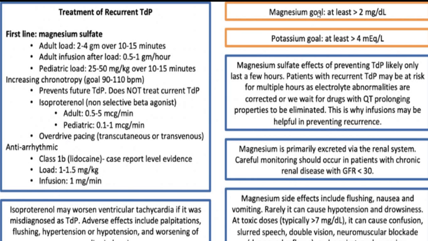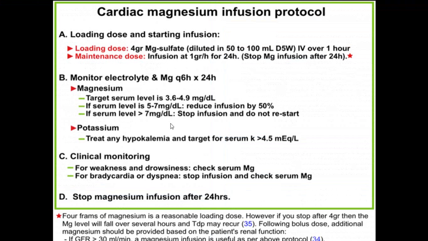And as far as the magnesium goal is concerned, initially 2 milligram per deciliter. Potassium goal 4 milliequivalent per liter. And this will be the way you use magnesium. This is in detail regarding the magnesium infusion protocol, loading dose, monitoring of electrolytes regarding magnesium and potassium, clinical monitoring, and then when you should stop magnesium after 24 hours. At your leisure time, you can go through.